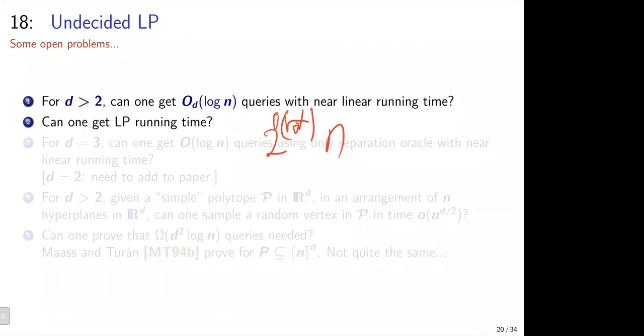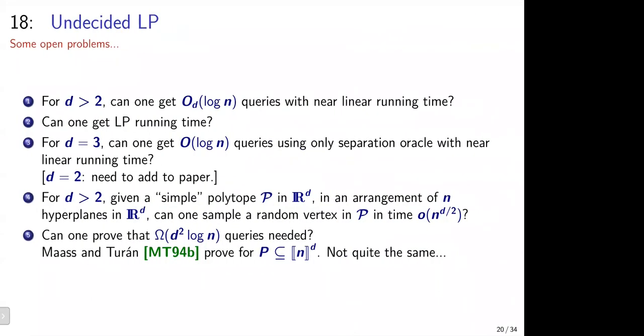Because somehow the natural thing is to try and implement the LP algorithm, but somehow it's not easy because of exactly this problem of the Oracle working on all the constraints. Other interesting problem: in 3 dimensions, can you get log n queries and linear running time? Currently we have this n to the 3/2.